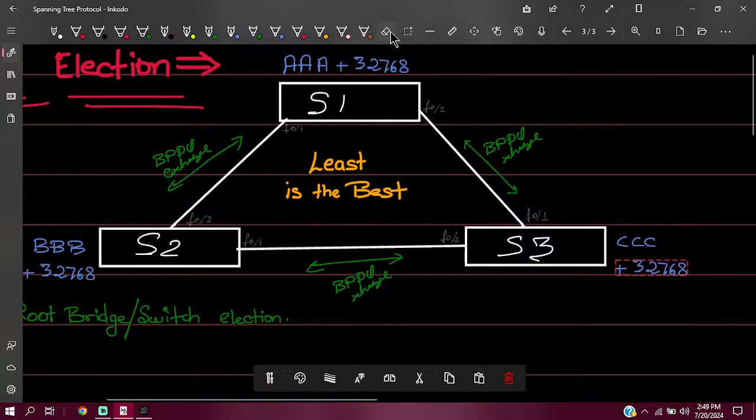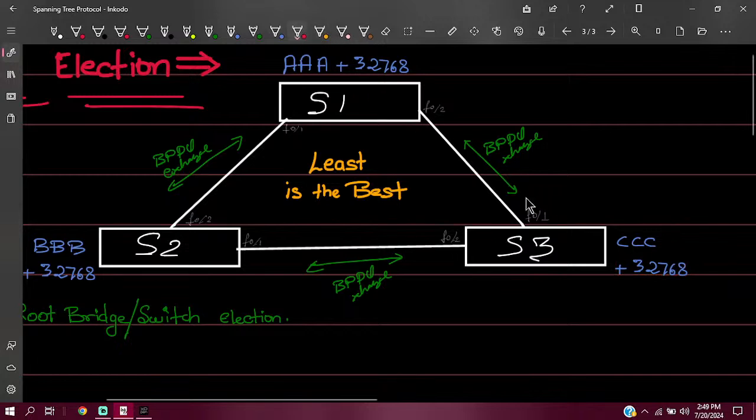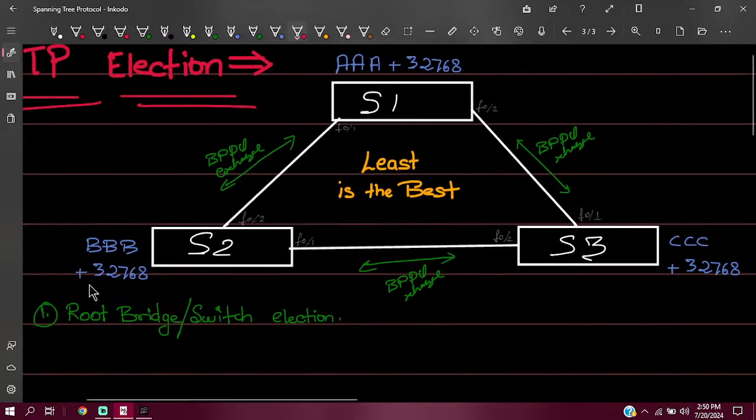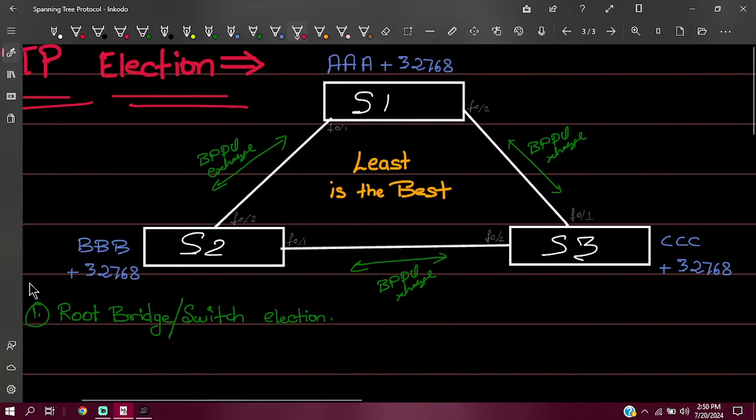So initially when this green BPDU exchange is taking place, actually these particular informations are being exchanged within the switches. Switch 1 attains AAA as the least MAC address in the environment. Switch 2 has the median of the MAC addresses, and switch 3 has the highest MAC address available. Because bridge ID is the election mechanism for the root bridge election, the least bridge ID switch will become the root bridge.